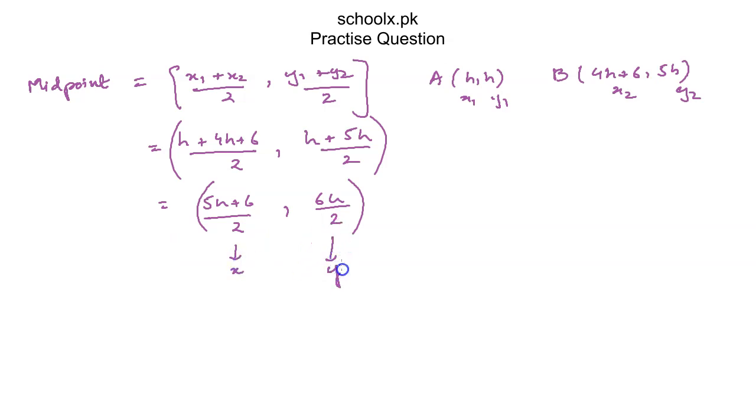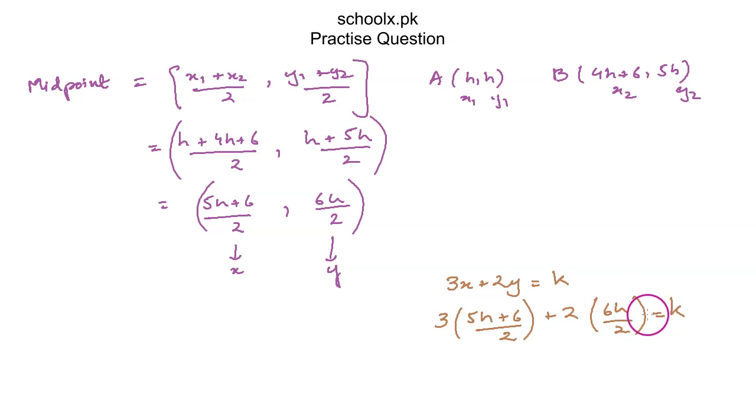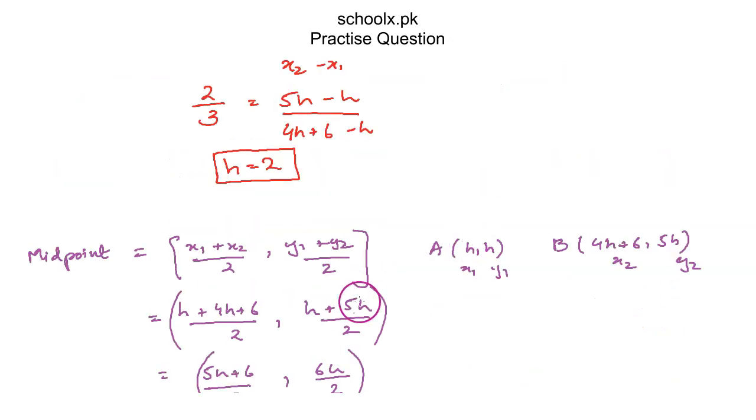And this must satisfy the equation of the perpendicular bisector, which was 3x + 2y = k. Now x is (5h + 6)/2 and y is 6h/2, so 3 times (5h + 6)/2 plus 2 times 6h/2 equals k. Now we have h and k both in the equation, hence we cannot find k until we know the value of h. And we have already found the value of h, which is 2.